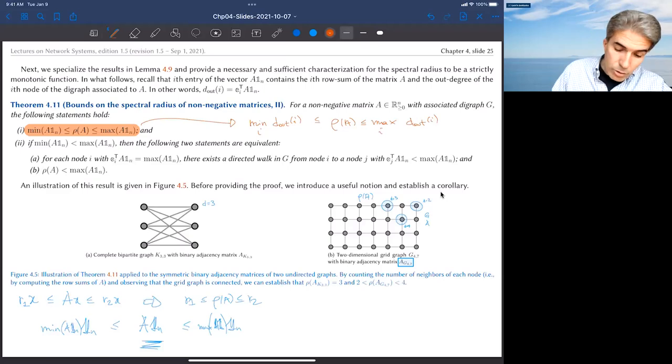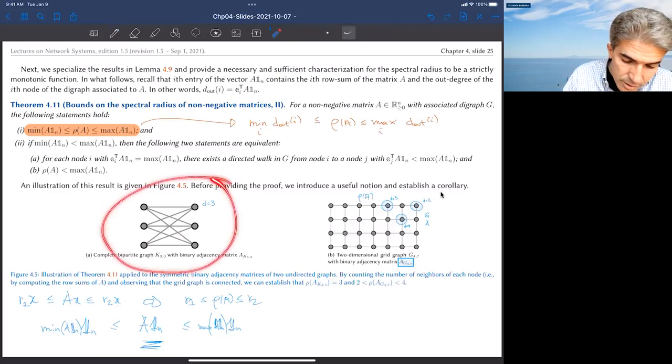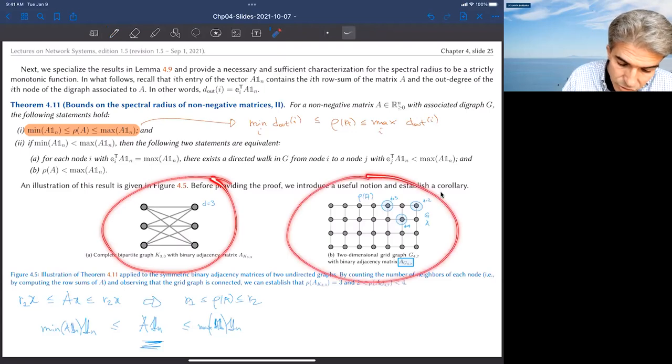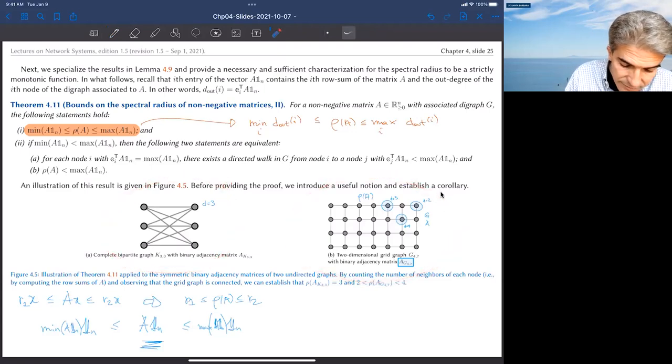Now we're able to come to these two examples here that I have, one and two. So suppose that we have the complete bipartite graph K33. What is the minimum and the maximum? Well, first of all, here, this is d out, but these graphs that I have in pictures are undirected. So there is no d out, d in, it's just the degree.